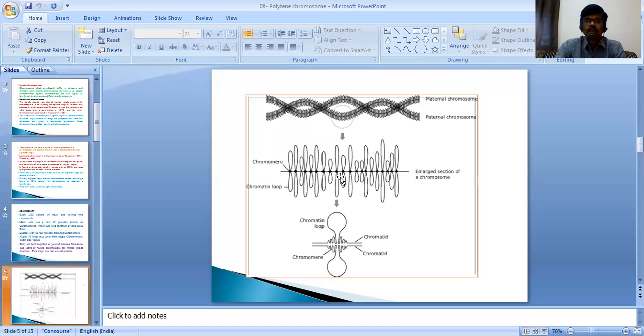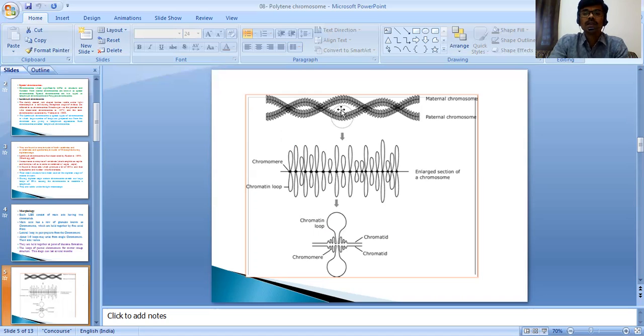Here is the lampbrush chromosome structure. This is the maternal chromosome and the second one is the paternal chromosome. It's a zigzag spring-like shape. This one is enlarged. It's just a small portion, and this small portion is taken in the light microscope. This is the chromomere. At the center of the chromomere, two loops are developed. That is chromatin loops, one loop and another loop. Enlarged section of chromomere.